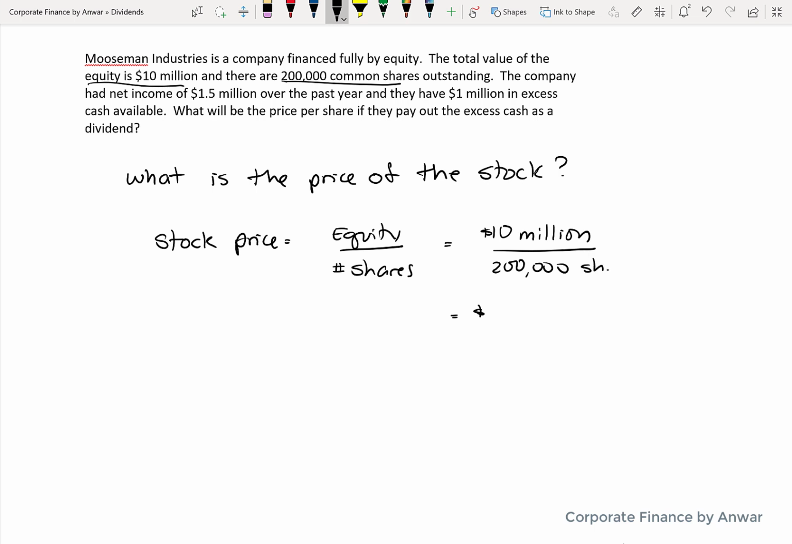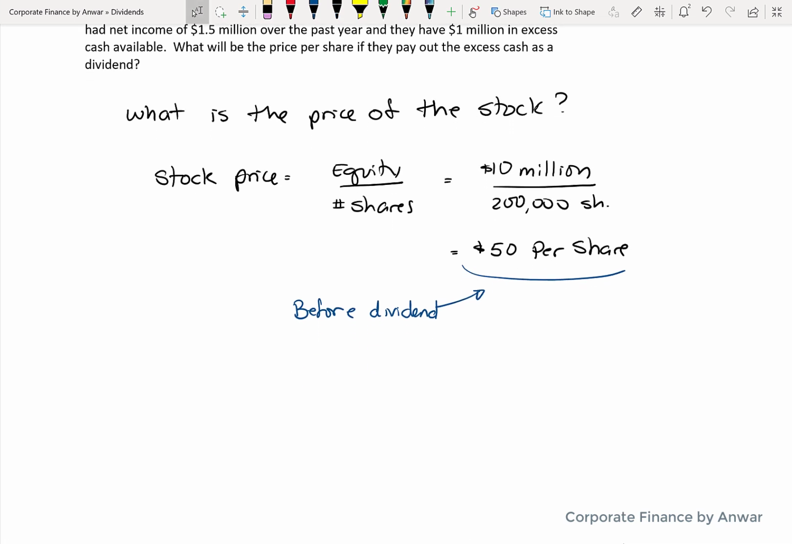If this is trading on the stock market, that is the market value of what anyone should be willing to pay. And now they've made a decision that they're going to pay out their excess cash as a dividend. So this is the price of the stock before any of the cash is paid out. And we know that the price after is going to fall by the amount of the dividend. So let's calculate the amount of the dividend. This should be pretty straightforward now.